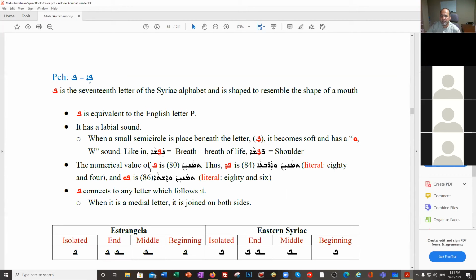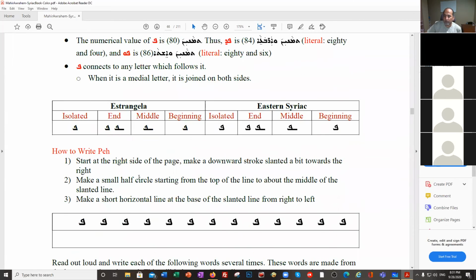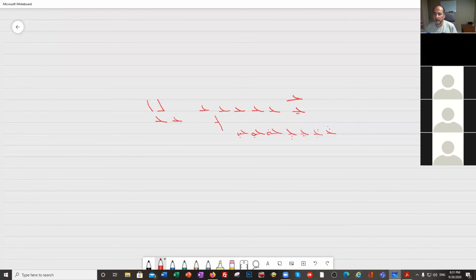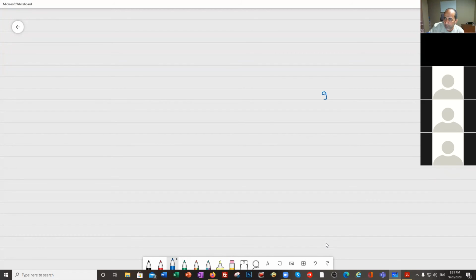The numeric value is 80. P-Daleth, 84 is the numeric value, and again, we're going to talk about this one later. 86 is a P and wow. How are we going to write P? It's similar to a small g in English, but above the line.